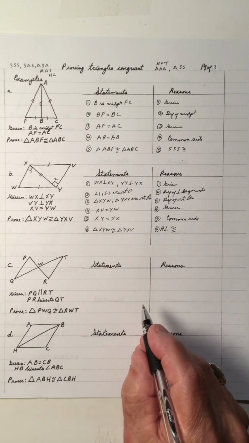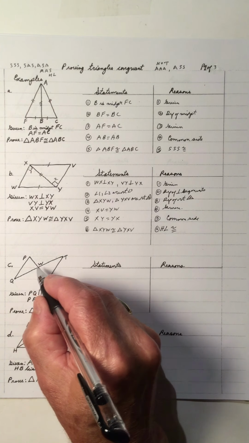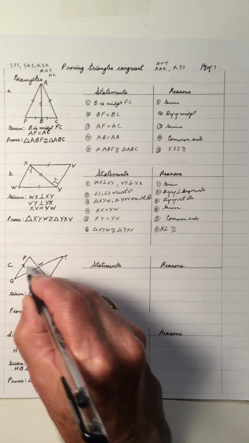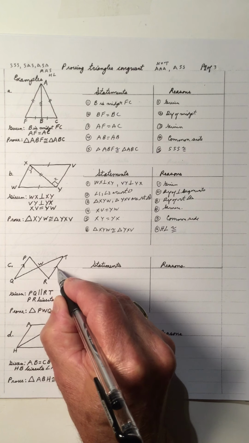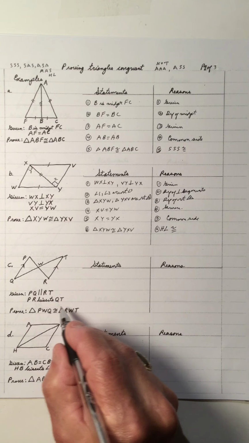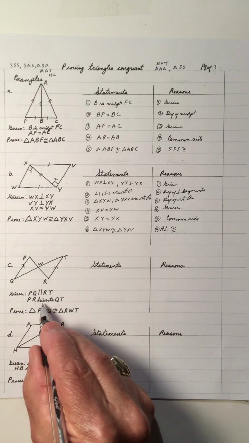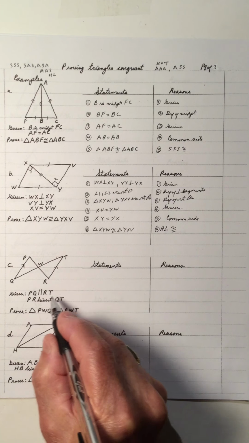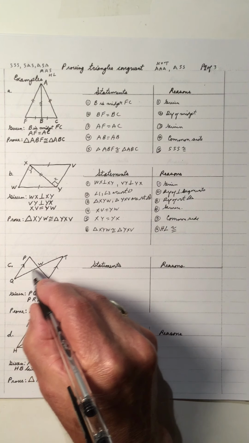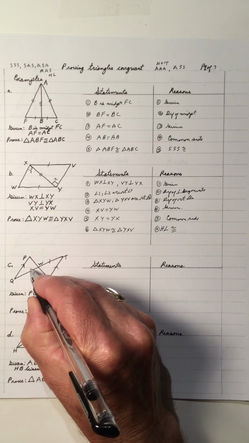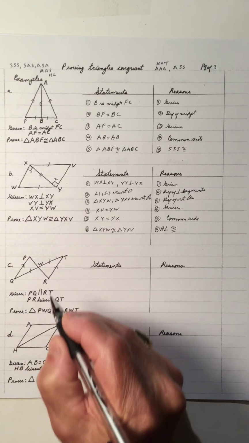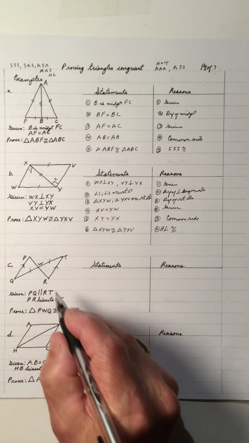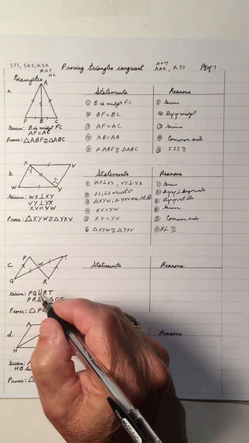And C, let's do this proof. We have parallel lines, so PQ is parallel to RT. And we have PR bisects QT. So that means that that's WQ equal WT by bisector. So we have a pair of sides equal. We need a pair of angles.